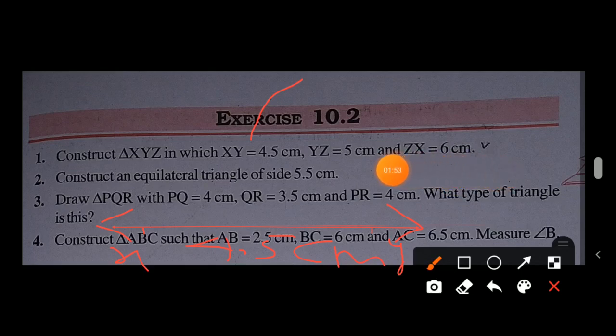We can say XZ or ZX, no problem. 6 cm. Again we open our rounder 6 cm and then draw one arc from this point X. So now we get this intersecting point of these two arcs, that is called Z. Now we join this Z with X and Y both with the help of ruler and pencil.